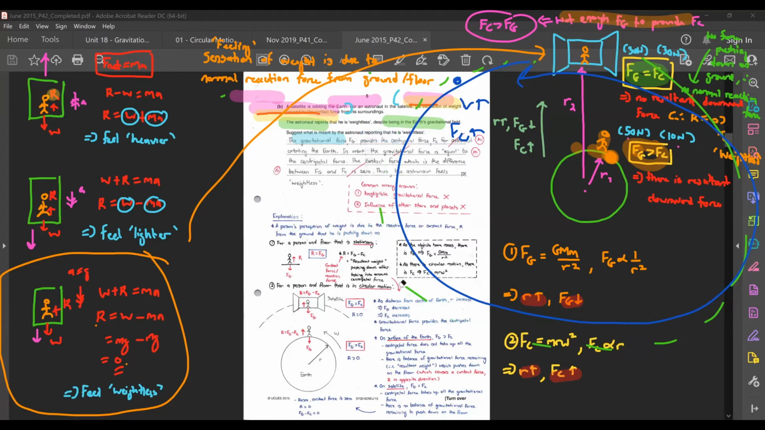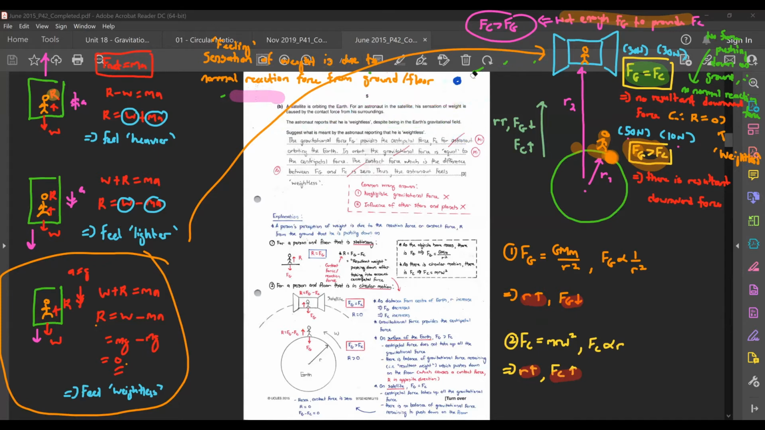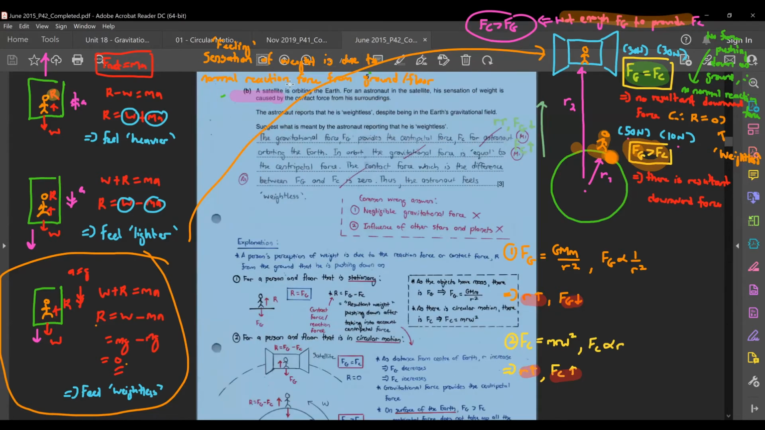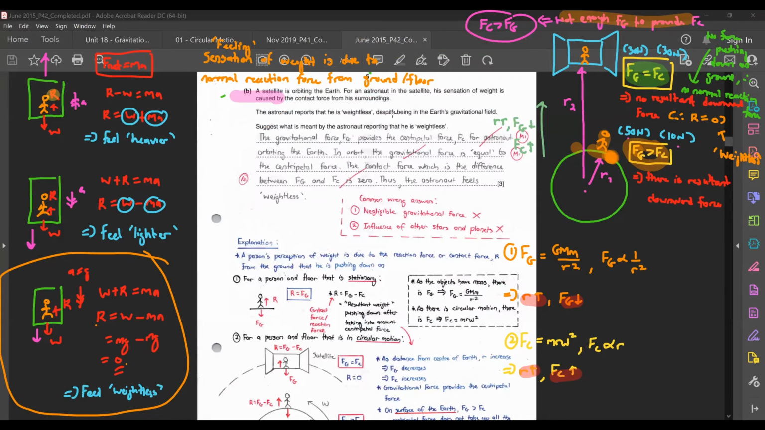Okay, so back to the question. I'm just explaining some of the concepts here. If you get the concepts, and you read the written answers from your last question now, you should be able to understand what it is talking about already. That's the reason why I needed to give you a long-winded explanation just now. So if you read the answers, maybe I better zoom in so that you can see easier. In your case here: suggest what is meant by the astronaut reporting that he's weightless.